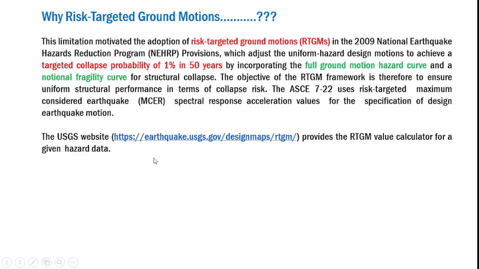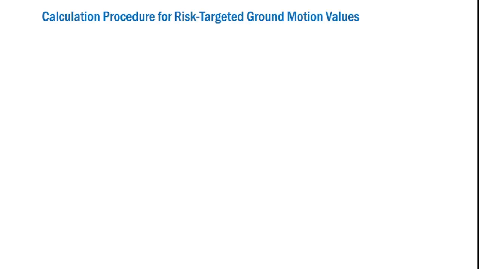One is the hazard data, and the second one is the collapse probability data, which is represented through the so-called notional fragility curve. So now we are very confident that risk targeted considers both the ground hazard as well as the collapse probability of the structure. Now let us go a little bit ahead to understand what exactly is the procedure involved in the calculation of the RTGM values.